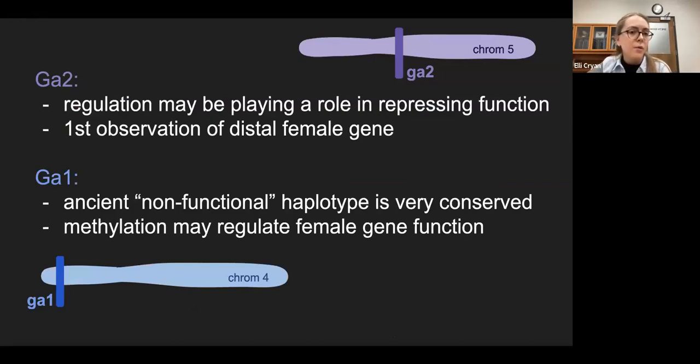So our conclusions for GA1: we have this ancient, seemingly non-functional haplotype that is very conserved, so it may have some sort of function in repressing other loci. That is our best guess for what that function could be. And then methylation may be regulating the female gene function in this GA1 locus.